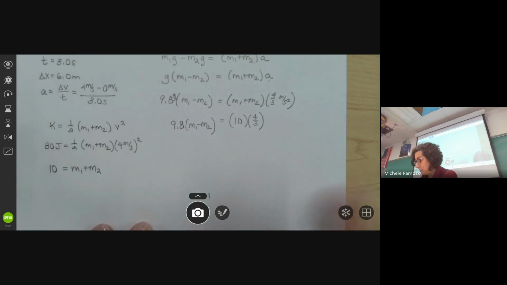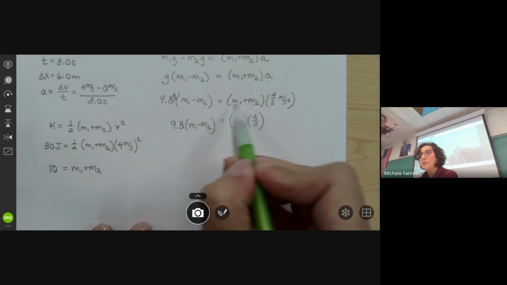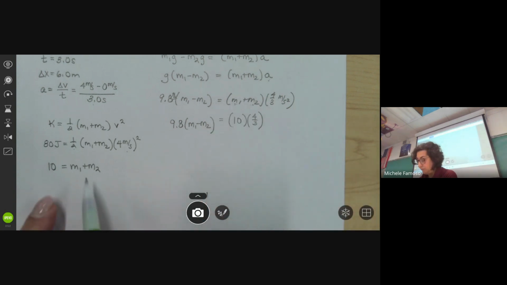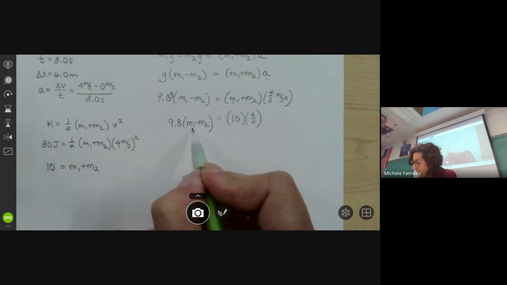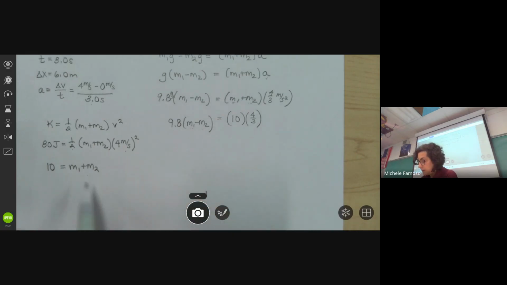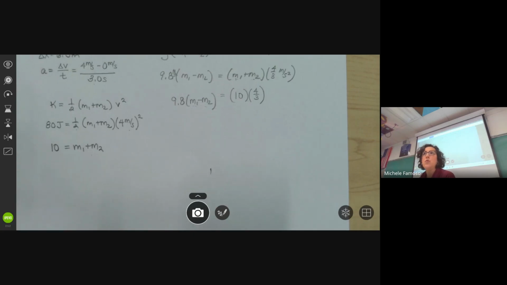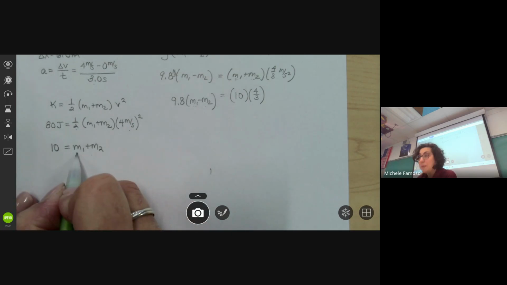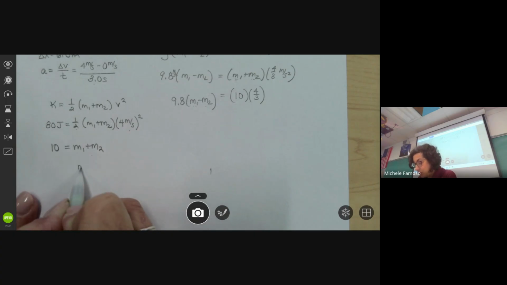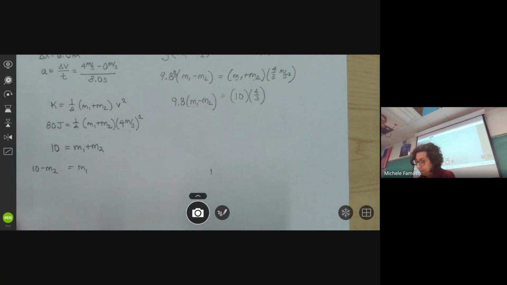You with me so far? Do you all see how I can just change that out? Mass 1 plus mass 2 is just 10. Okay. So now let's see if we can get rid of one of these from here. Which one do you want to get rid of? 1 or 2? Okay. So we're going to get rid of mass 1, which means I'm going to change mass 1 to 10 minus mass 2.